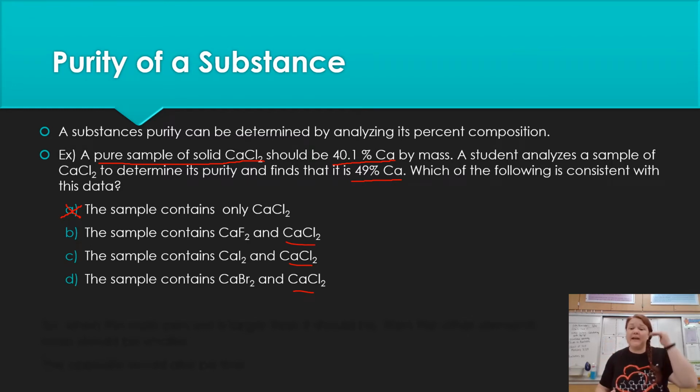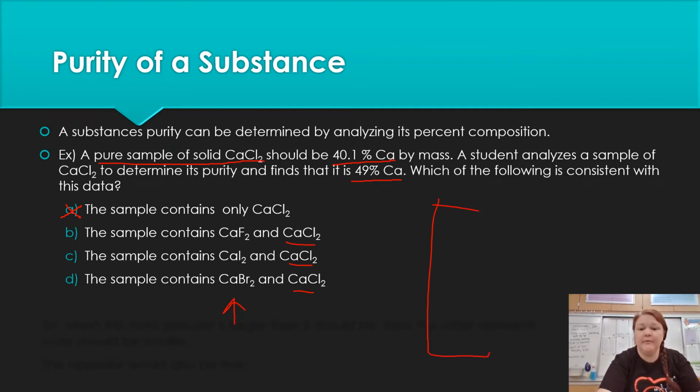If there's more calcium, that means that there's less mass of the other chemical that's there. Okay, so let's look at the other compounds. We've got calcium fluoride, calcium iodide, and calcium bromide. They all have calcium in them, but they have another halogen. Okay, if we look at our periodic table, towards the right side, we've got fluorine.